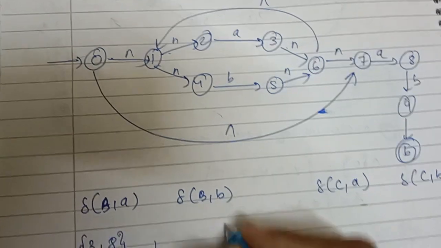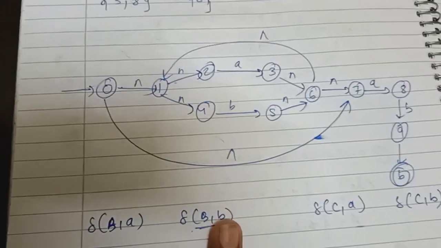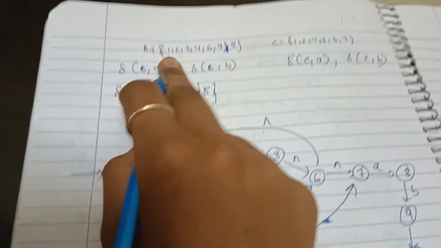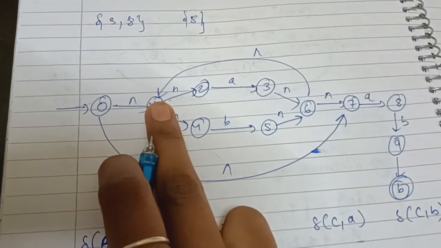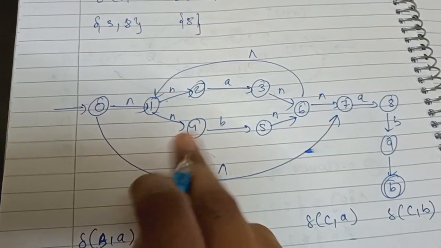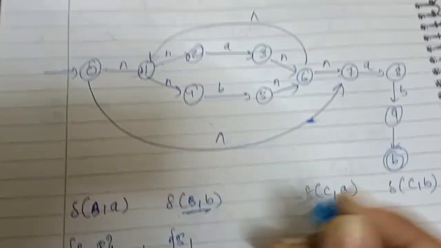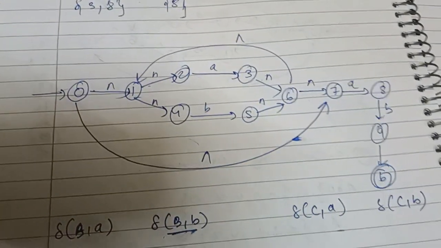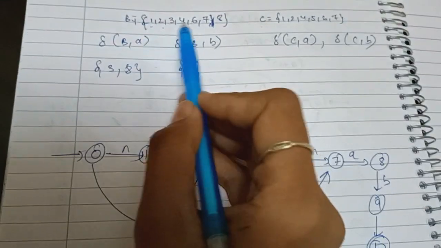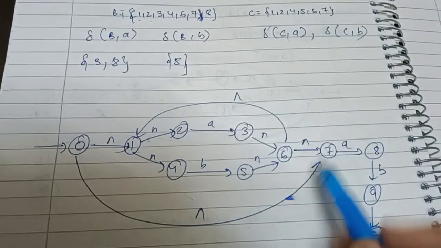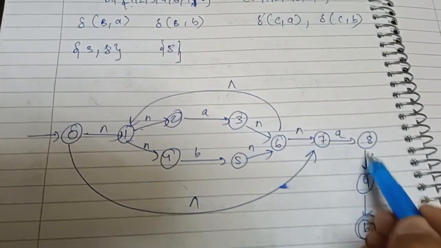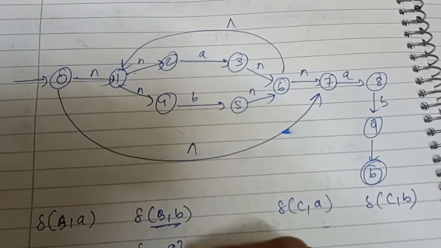Let's calculate for B comma B. So from 1 to B, no. What we had 1, 2, 3, 4. So from 1 to B, no. 2 to B, no. 3 with B, no. 4 with B, yes. We'll get 5. Then what we had in the B, that is 6, 7, 8. So from 6, no. From 7, no. But from 8, yes, B. So we'll get 5 comma 9.